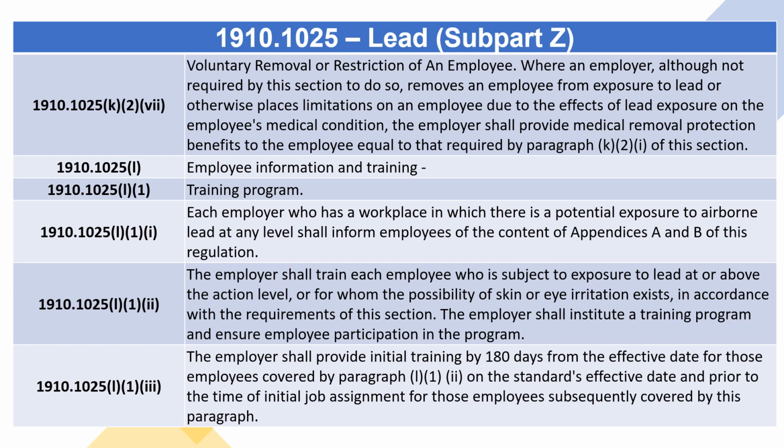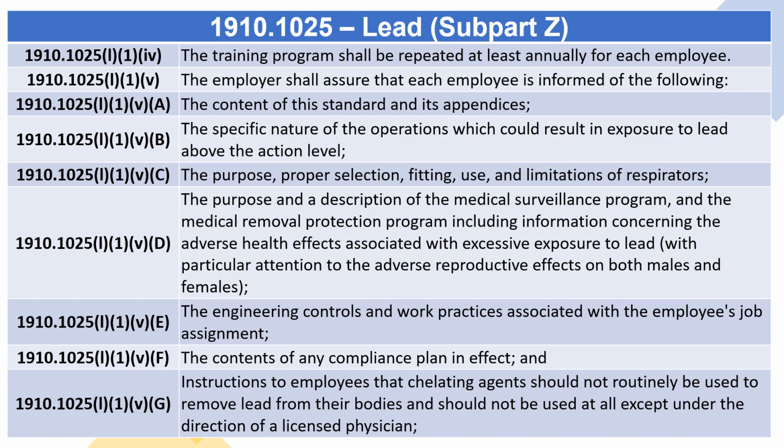The employer shall institute a training program and ensure employee participation in the program. The employer shall provide initial training by 180 days from the effective date for those employees covered by paragraph (l)(2) on the standard's effective date, and prior to the time of initial job assignment for those employees subsequently covered by this paragraph. 1910.1025(l)(1)(iv): The training program shall be repeated at least annually for each employee.